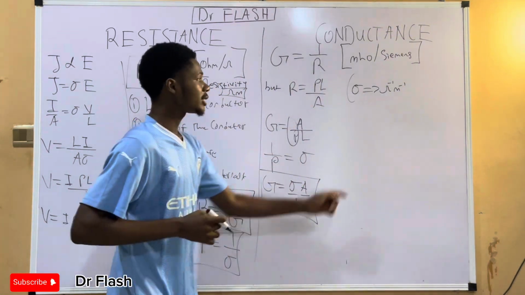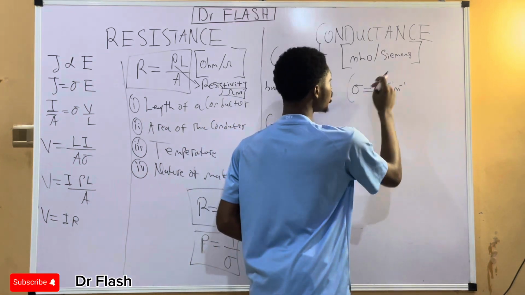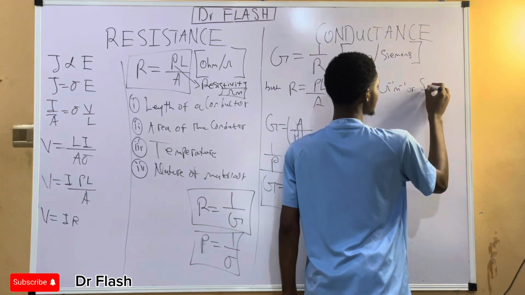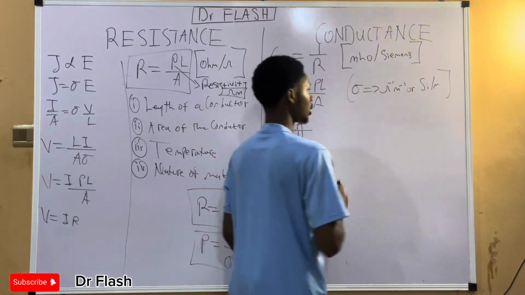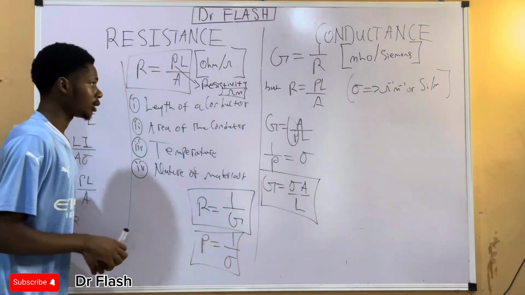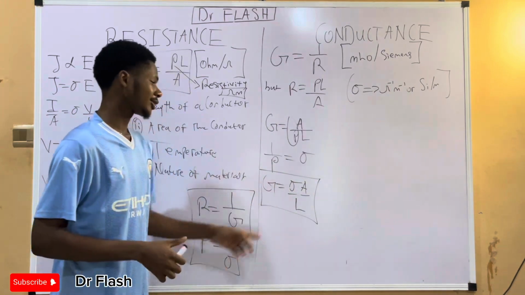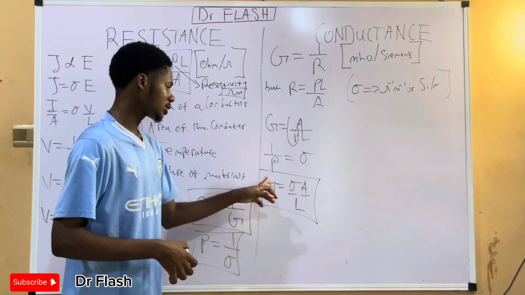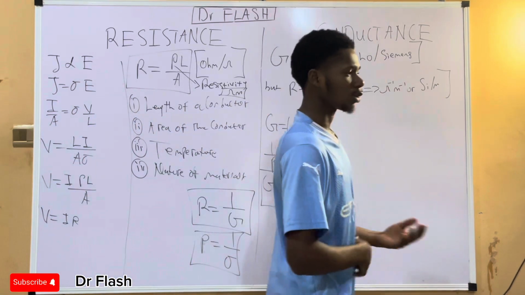Or we can simply say Siemens per meter, since per ohm is Siemens. That is also another way of measuring it. The main aim is just to take note that conductance is measured in Siemens. When you put it in the formula, that would be Siemens divided by meter. So it's that easy. Here is the relationship between resistivity and conductivity.